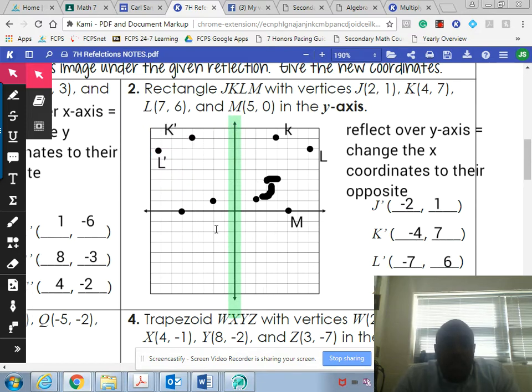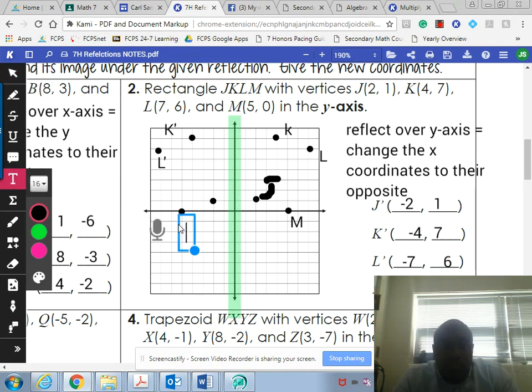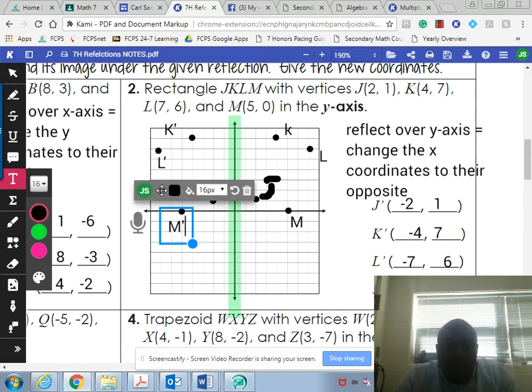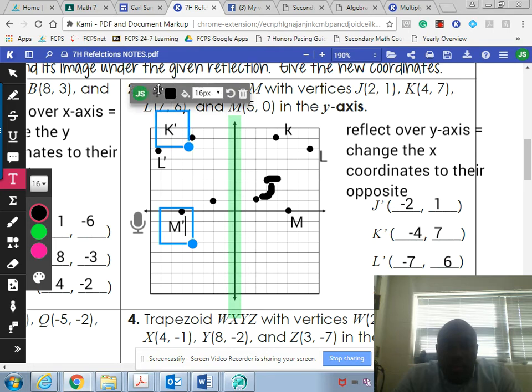Okay, and here is J. So J is 2 units from the axis, and we have 1, 2 units from the axis. Okay, and last but certainly not least, M is right here, and M prime is going to be right here. M prime. Okay. Now, let's compare and contrast these original points with the new points.